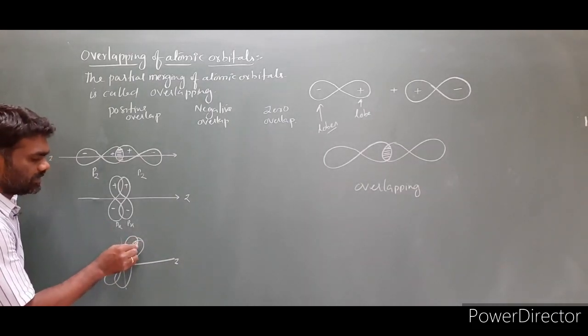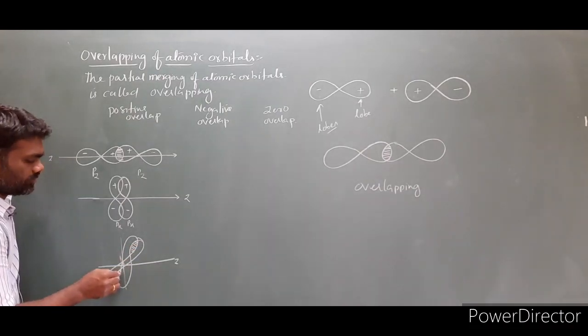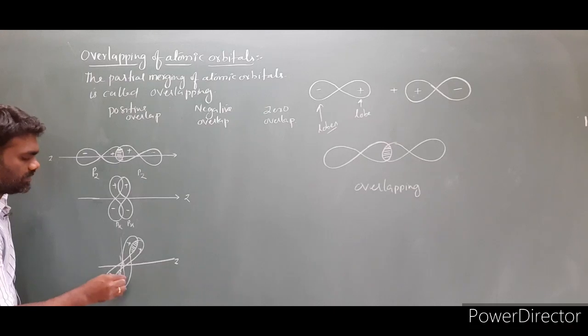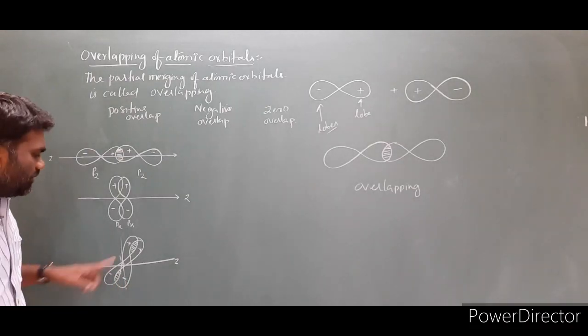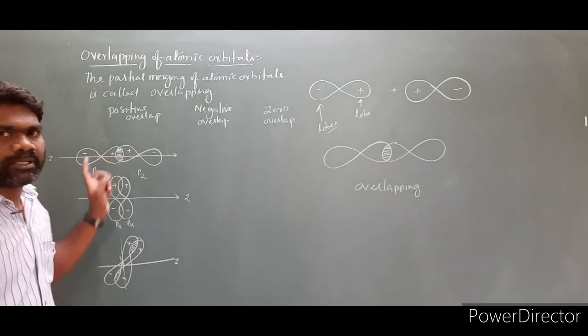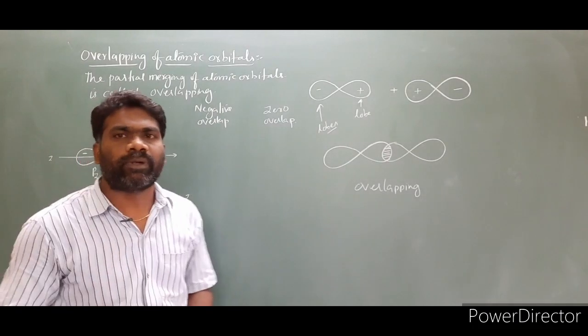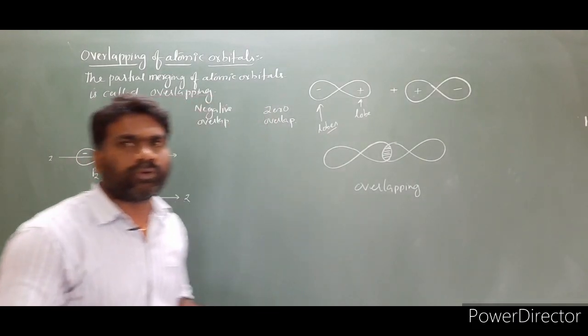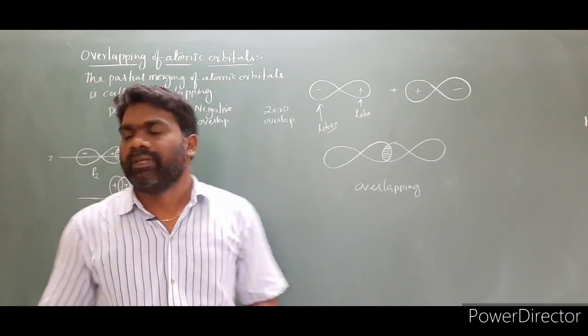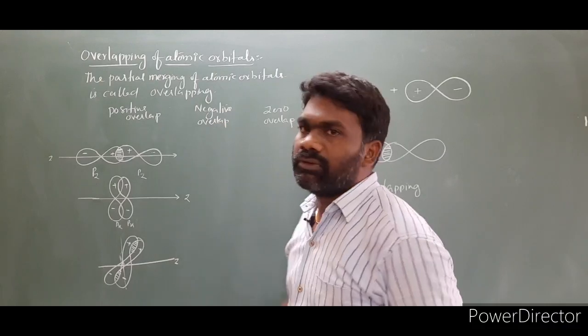Look at this overlap, this overlap. This is a positive, this is also a positive, this is a negative, this is also a negative. So this is a positive overlapping. The positive lobe of one orbital overlaps with the positive lobe of another orbital, so we have to call it a positive overlapping. This is positive overlapping. Coming to the negative overlapping.